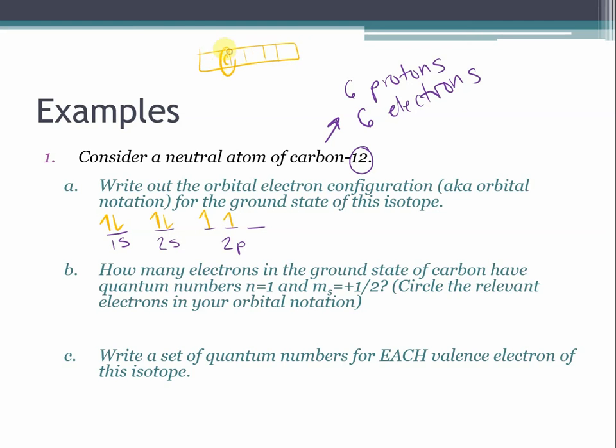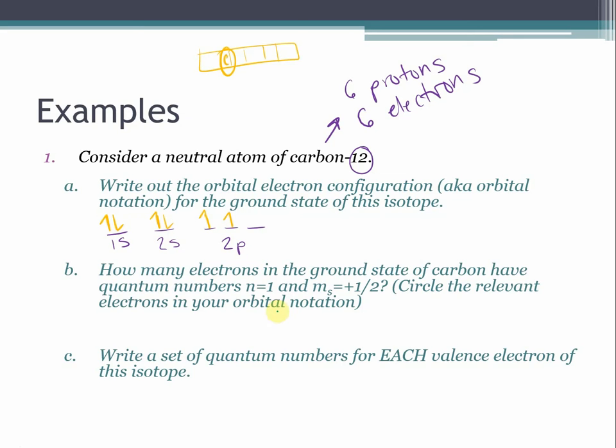This is carbon right here. It's the second one in, so that means we've done a good job. Letter B says, how many electrons in the ground state of carbon have quantum numbers n equals 1 and m sub s equals positive 1/2? We're going to circle the relevant electrons.